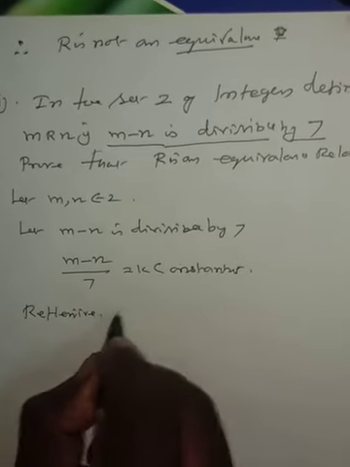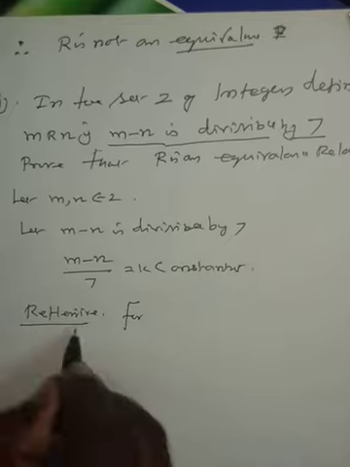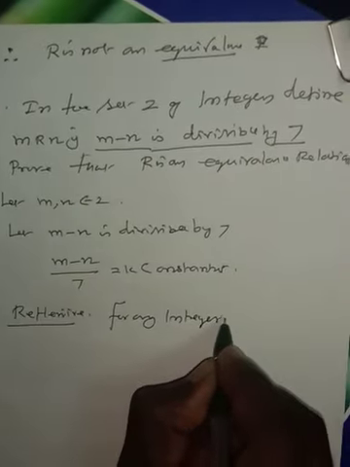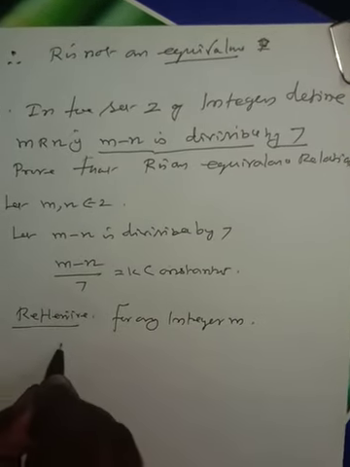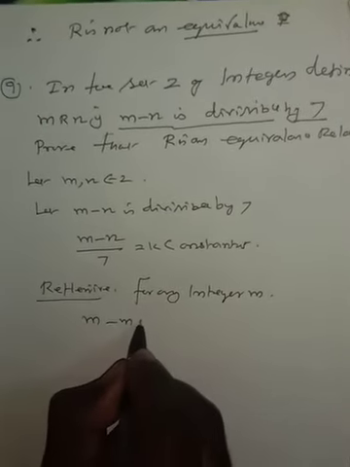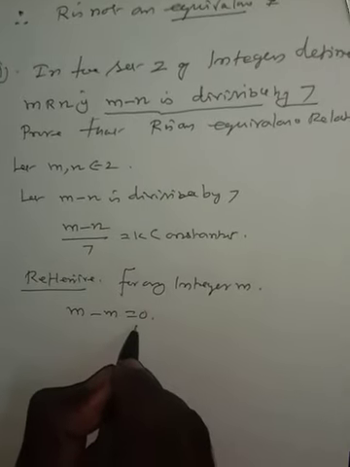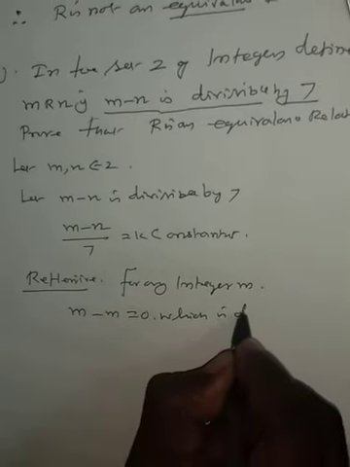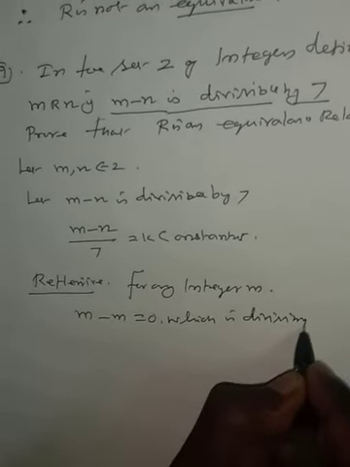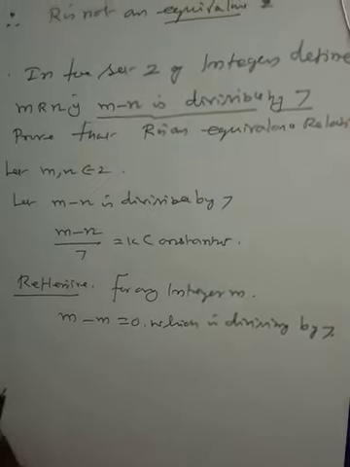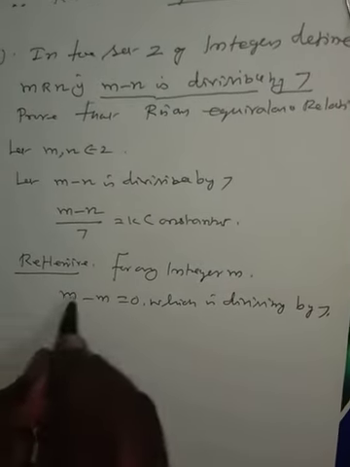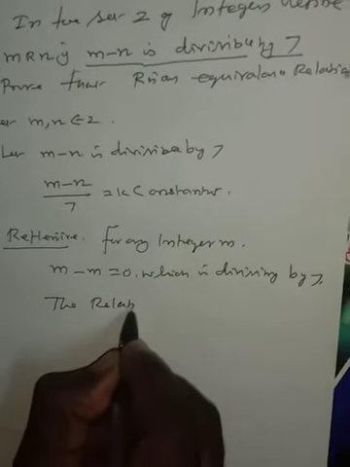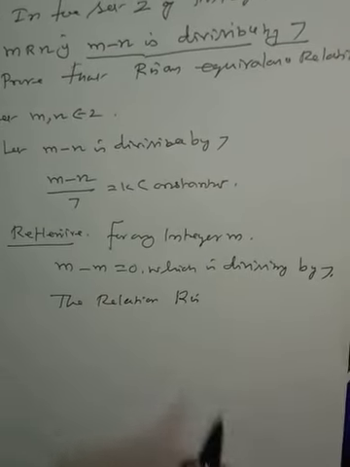For any integer m, m minus m is equal to 0, which is divisible by 7. So R is reflexive. The relation R is reflexive.